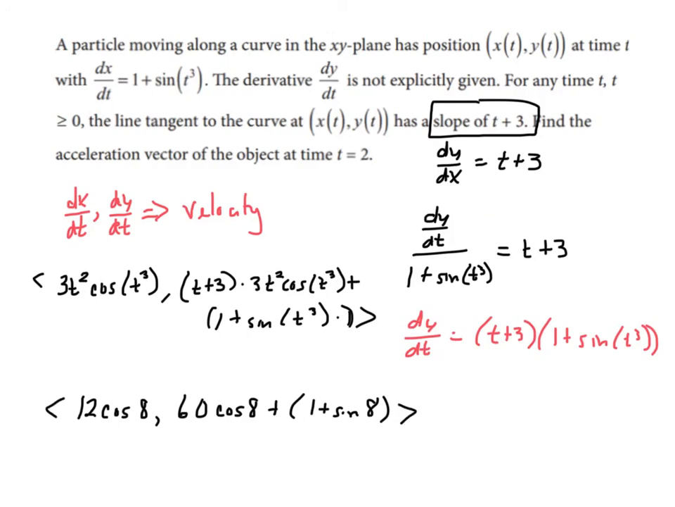Don't be thrown if they don't give you everything explicitly. They'll always give you a way to solve for it. We didn't know what dy dt was, but we knew what dx dt was and dy dx. So we know 2 out of the 3 pieces, we can solve for the other. And then it's a matter of knowing what you've got. Once you've got the derivatives, that means velocity. So to get acceleration, you just go another derivative down and then plug in 2.